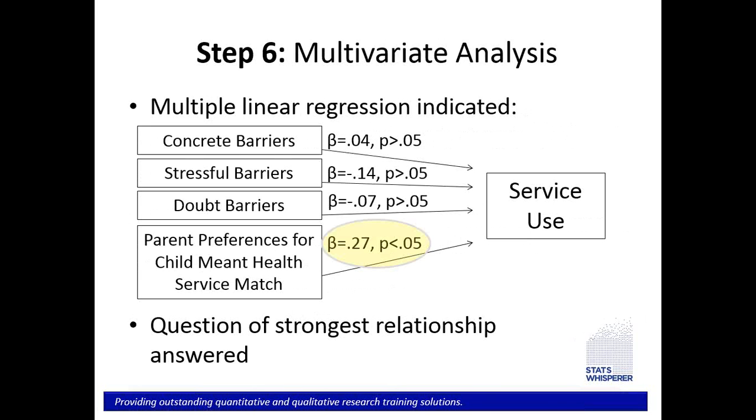Also, we had a multivariate assessment. The influence of all the barriers was included on service use, so they were all controlled for. And then we saw that parental preference match for service was related to service use and remains statistically significant. So the question of what was the strongest relationship is also addressed.